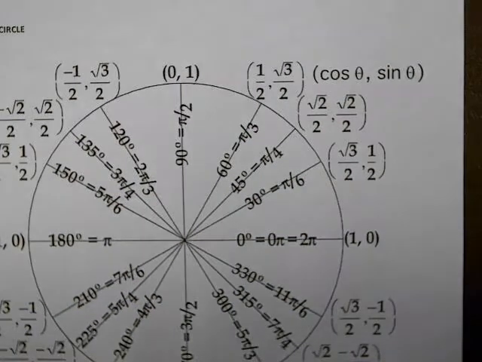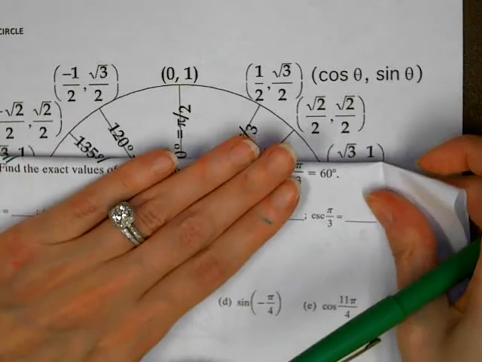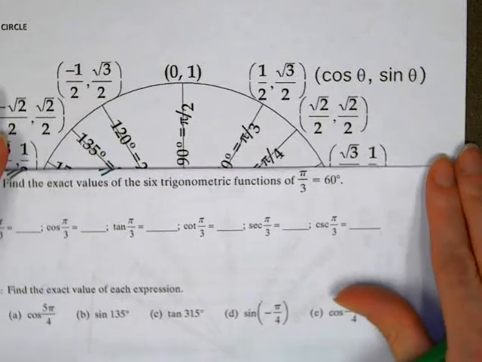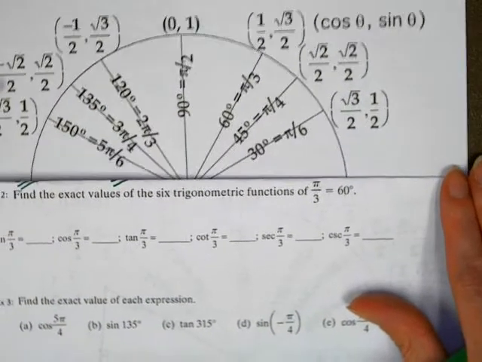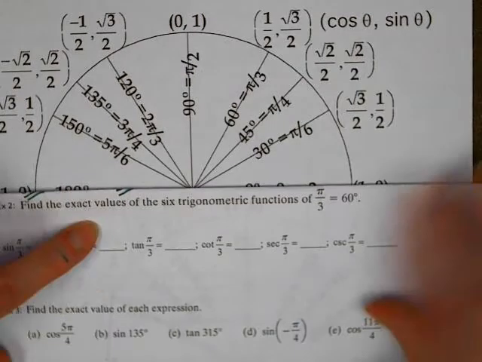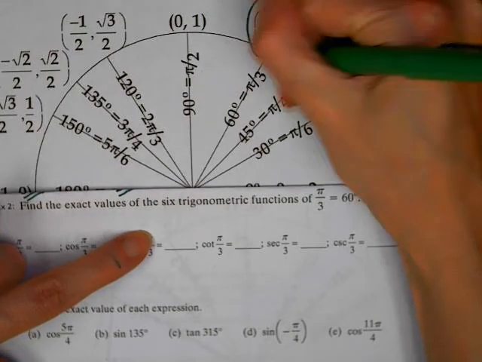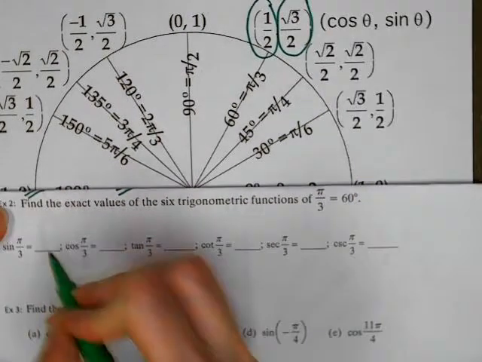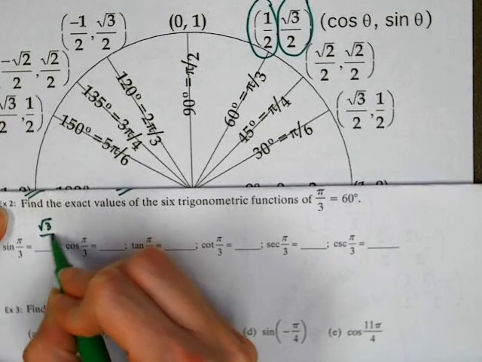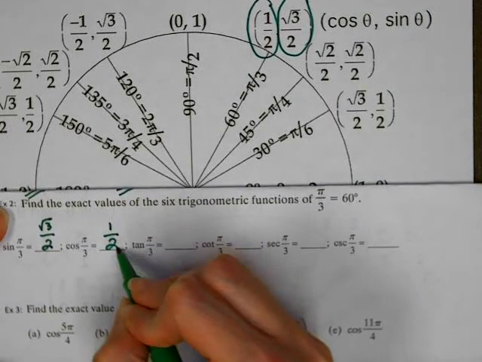Maybe I can fold this so we don't have to keep switching back and forth. I don't know if that helps. All right, so at pi over 3, this is cosine and this is sine. So sine is root 3 over 2, cosine is 1/2, right?